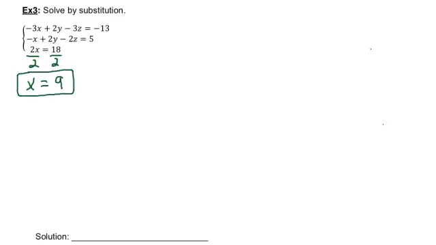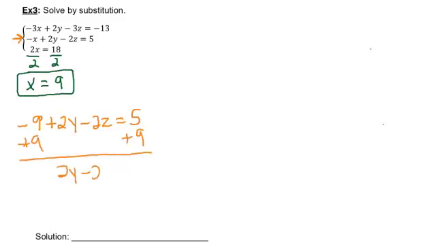So that's the first part of our solution. Now we can take this and plug it back into one of our other equations. It does not matter which one you plug into. I'm going to use the second one just because there's only a negative in front of the x. There's no number that we have to multiply. So again, I'm going to use this second equation, plug in my x value to get a more simplified equation. Again, I'm going to get my y's and my z's all on one side, so I want to get rid of the 9. So I'm going to add 9 to both sides. So I have 2y minus 2z equals 14.